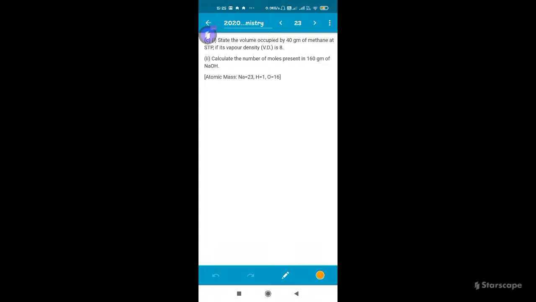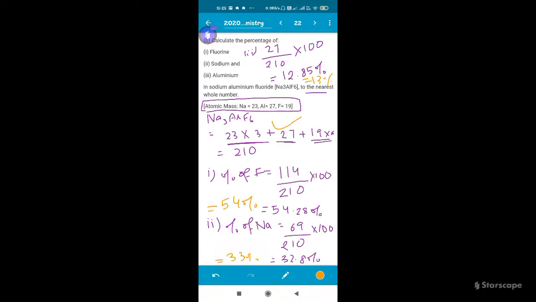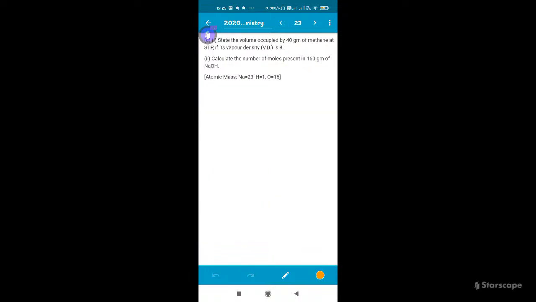State the volume occupied by 40 gram of methane at STP if its vapor density is 8. You know one thing, that molecular mass is equal to 2 into vapor density. So we can directly find out the molecular mass of methane by using 2 into 8, that is 16. Or you can also use the molecular mass finding procedure like we did here and find it. But since we have been given the value of vapor density, we are going to use vapor density. Although the other process will also be correct and you will not lose marks, you will get full marks. So we know molecular mass equals to 2 into vapor density. So 2 into 8, that means the molecular mass of methane is 16.